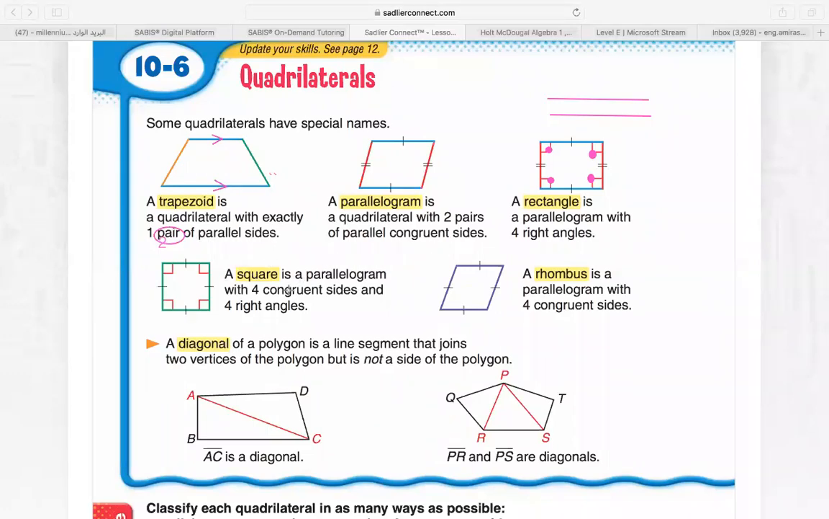A square is a parallelogram with 4 congruent sides and 4 right angles. 1, 2, 3, 4. All the sides are colored green. Why? Because all of them are equal in length. And they have 4 right angles.